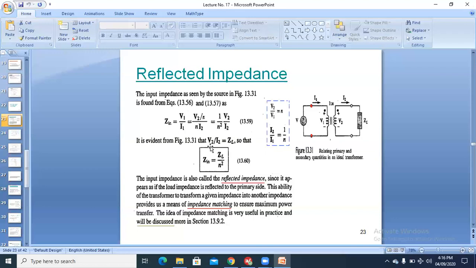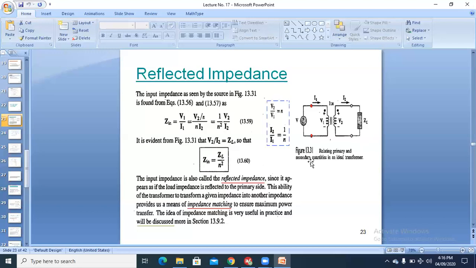And also we know that at the secondary side, V2 by I2 is in fact the load impedance. So the input impedance is in fact the load impedance divided by N square. So this input impedance is the reflected impedance of the secondary side at the primary network.